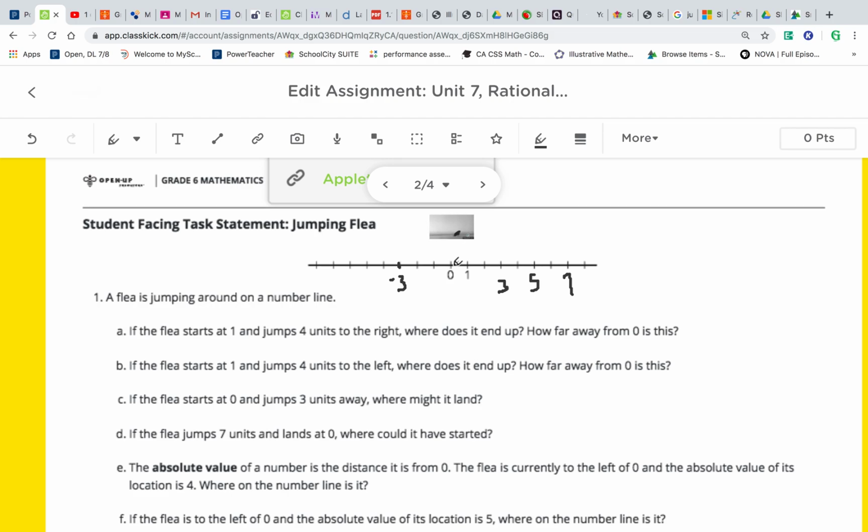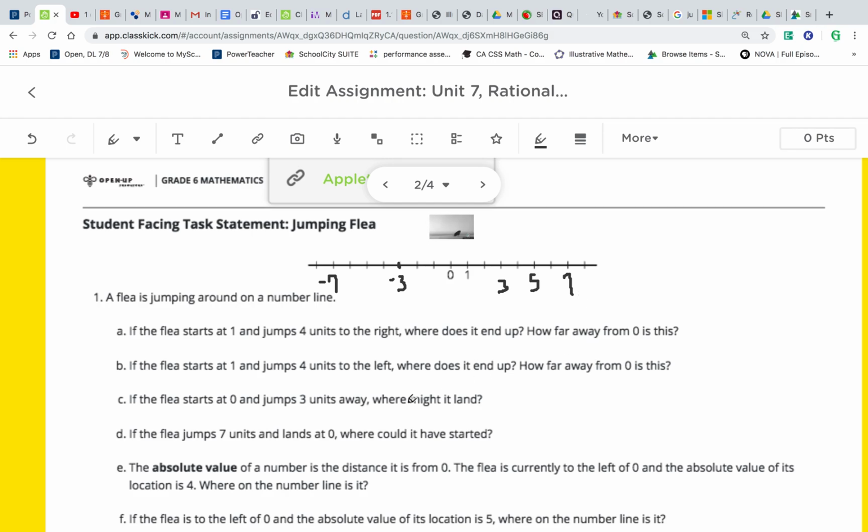But it also could have started 7 units to the left, right? So this is 3. This would be 4, 5, 6, 7. So it could have started at -7 as well, and it would have still ended up at 0. So either -7 or +7, they're 7 units away from 0.